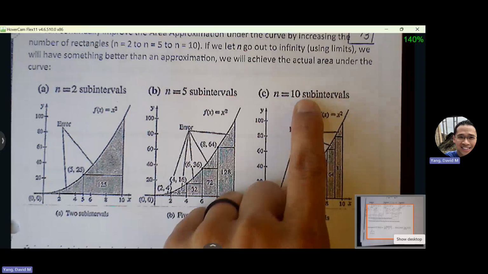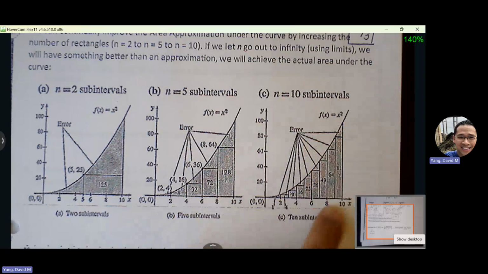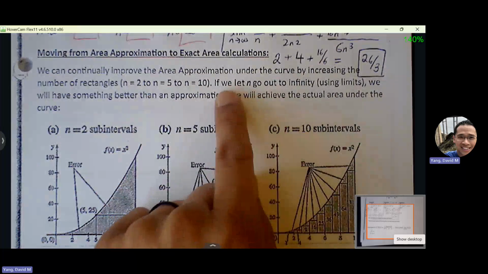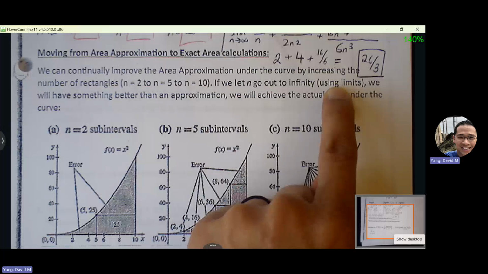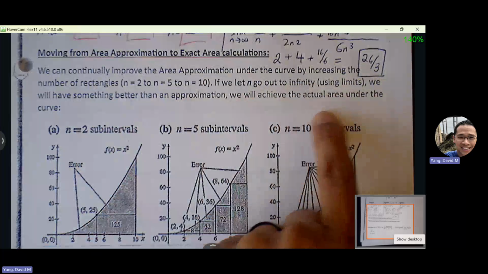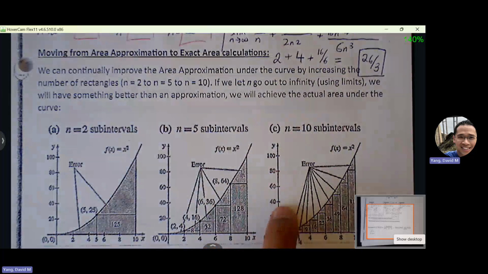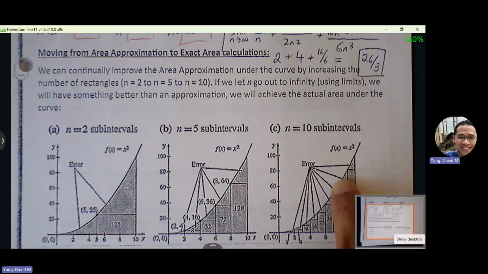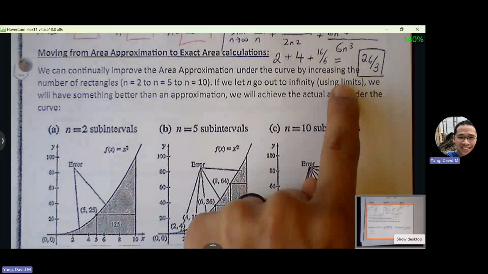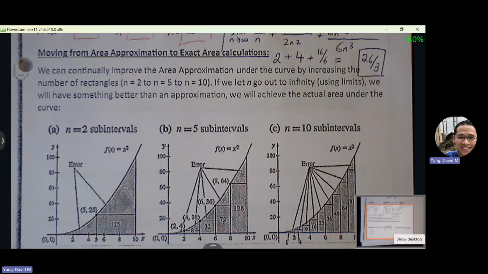So then if we keep increasing the number of intervals and rectangles, our approximation gets better and better. So then the idea is, well, what if we can push the number of rectangles out to infinity? Then technically we're going to have something better than just an approximation. It will achieve the actual area under the curve, right? If we have an infinite number of rectangles, then every gap is going to be filled in. And so we're going to use this concept of limits to help us reach that infinite number of rectangles.